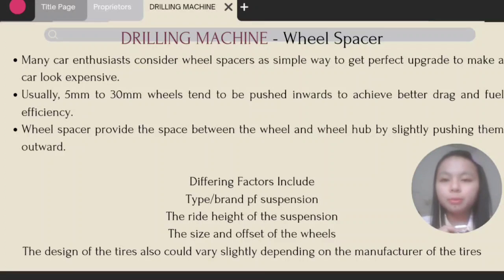And third, wheel spacers provide the space between the wheel and wheel hub by slightly pushing them outward. And the differing factors include the type and brand of suspension, the ride height of the suspension, and the size and offset of the wheel. The design of the tires also could vary slightly depending on the manufacturer of the tires. That's all. And the next is about the drilling machine.